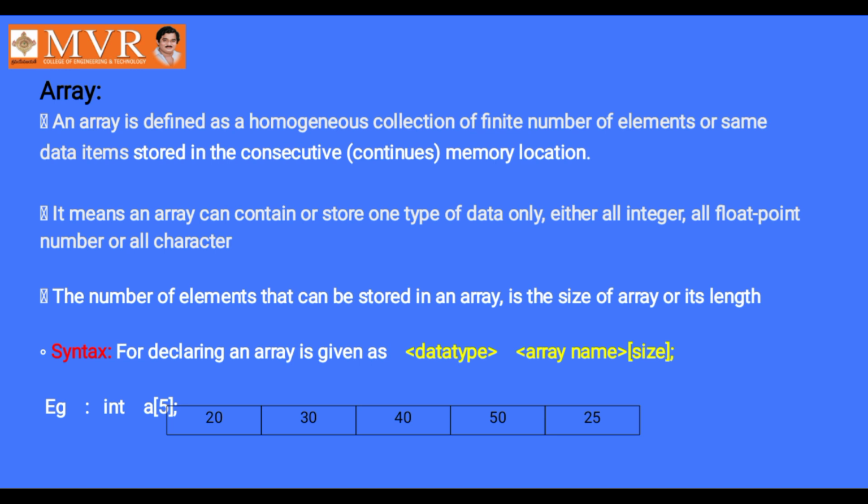I have given the array size as 5. That means 5 memory locations will be allocated for storing the data. And after storing the data in this array, I can perform the searching or sorting techniques. So I am demonstrating the array concepts here also.